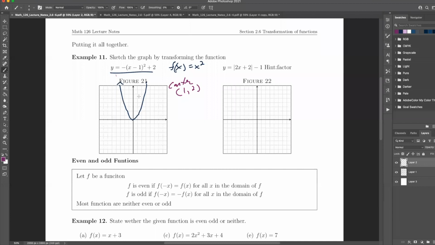Because I'm moving it right one. So whatever 0, 0 is at, that's now at 1, 2. So over one, up two, right? And then here, I'm going to reflect across the x-axis. It's going to be reflected across the x-axis. But notice the reflection should happen first. And most of the time you're gonna do this first. And let me show you.